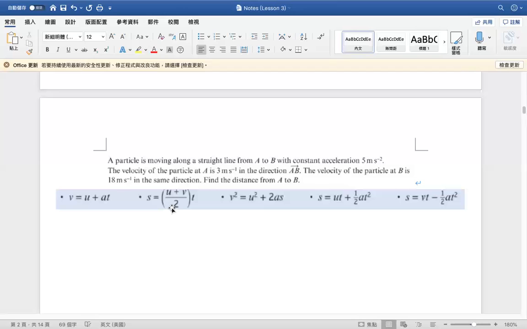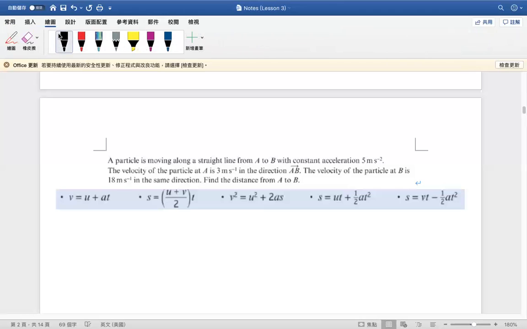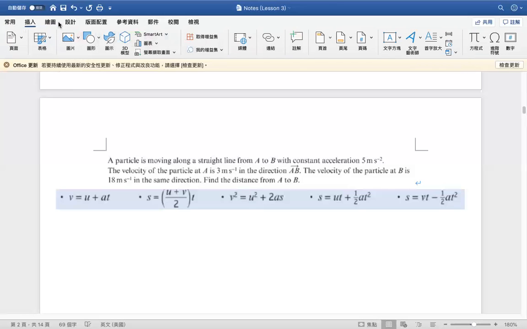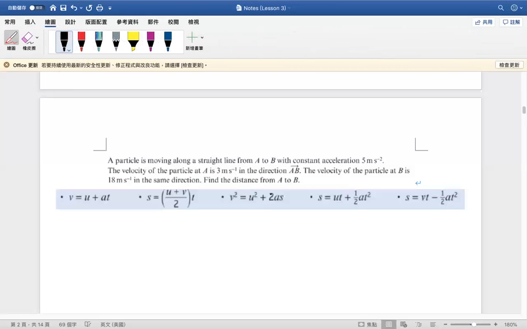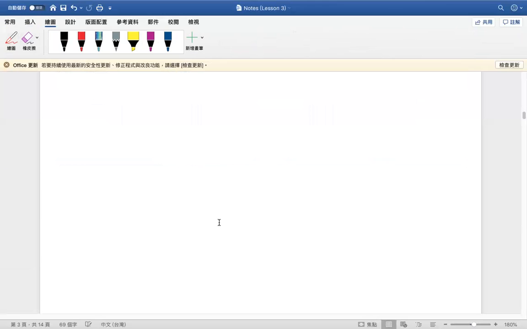31.5 meters. 31.5. Yes, 31.5. So basically the idea is to use this third equation here, right? Yeah, we use this one.